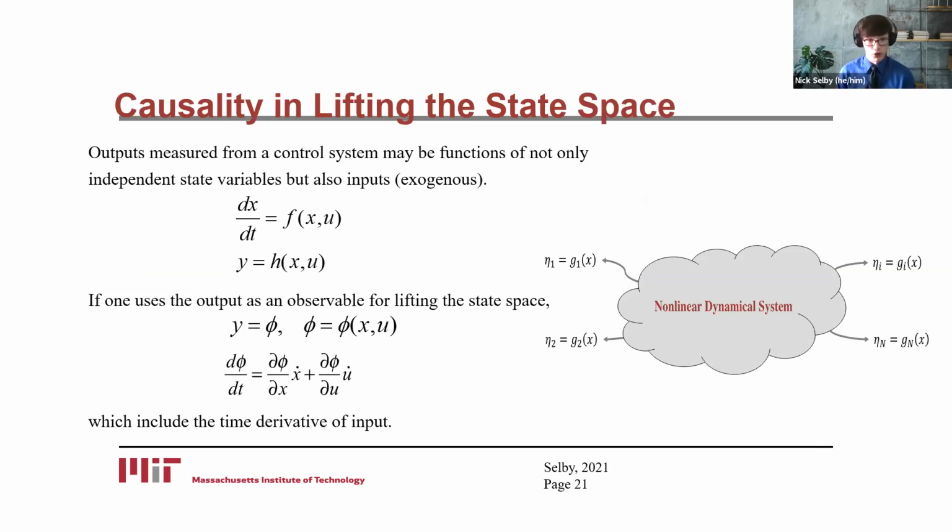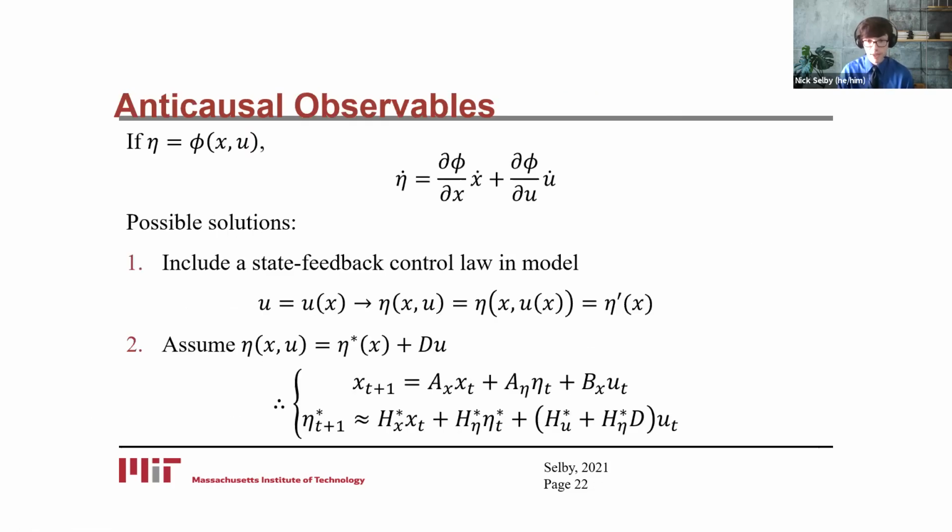Outputs measured from the control system may be functions of not only independent state variables, but also inputs that are exogenous. And if one uses the output as an observable for lifting the space, if you use phi, which is a function of both state and control input, then the time derivative of that observable is going to include the time derivative of control input. And when you represent a time derivative in discrete time, that requires knowing future values of input. And if this control input U is truly exogenous, we can't know any future values of it. So this is an anti-causal problem.